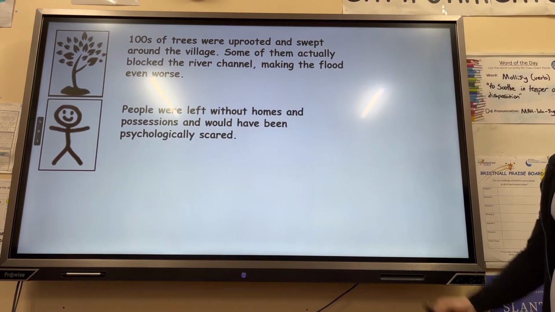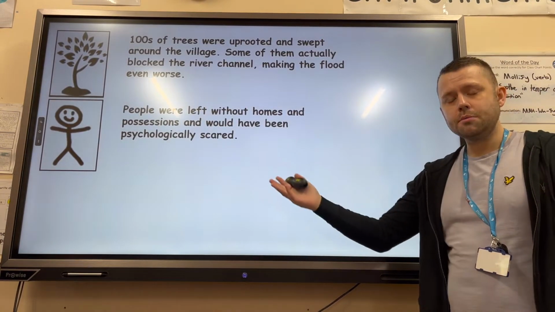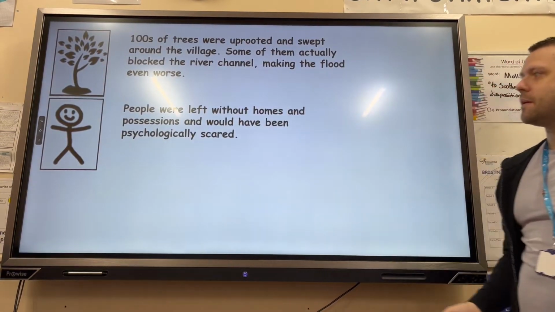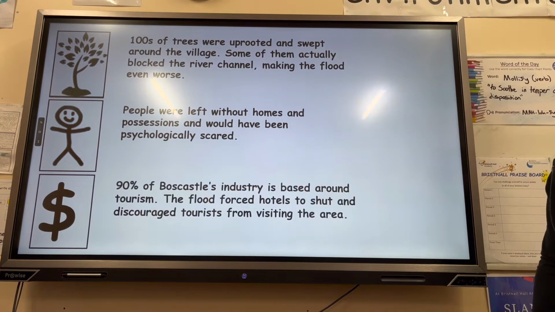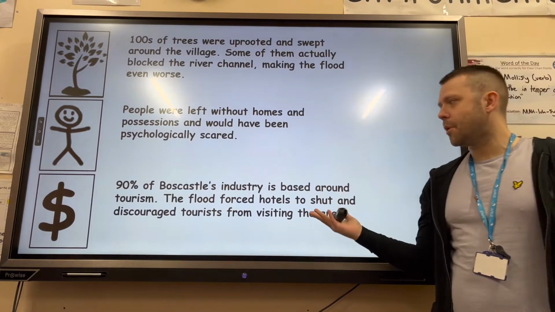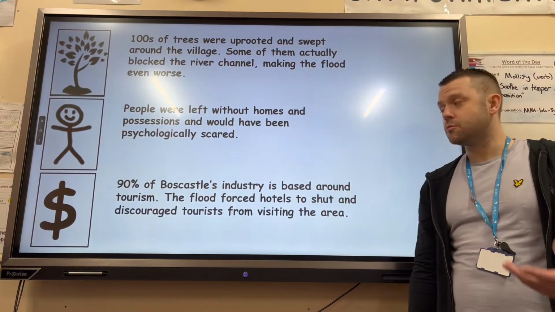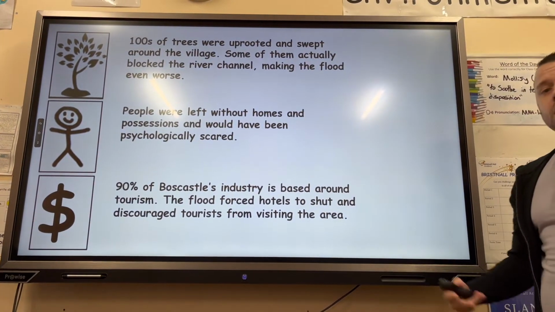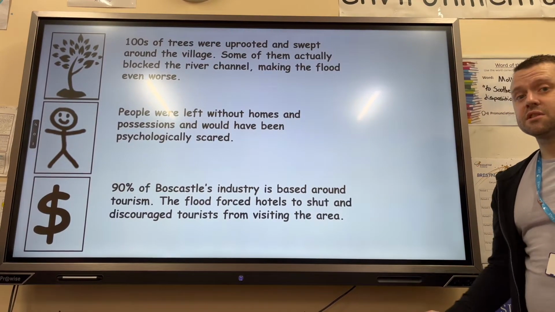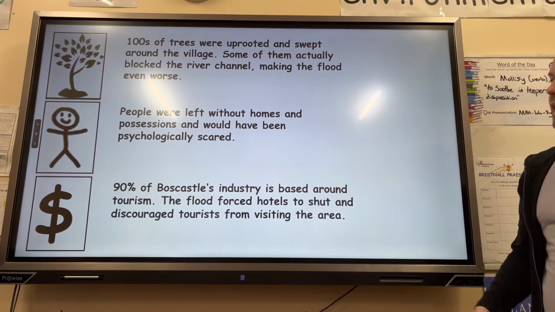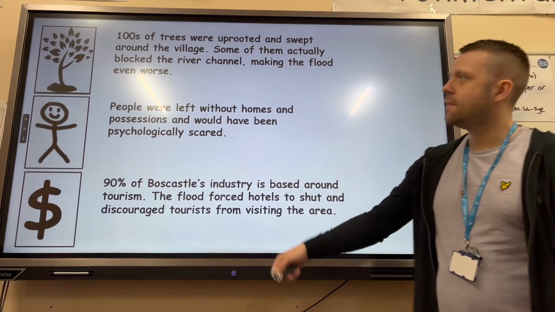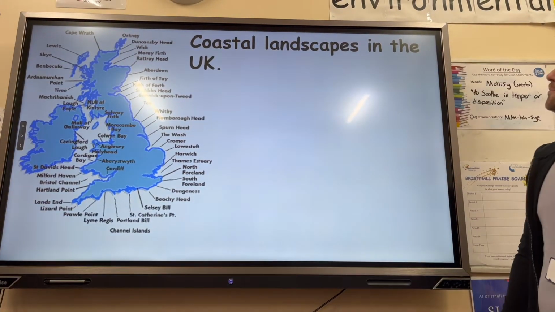Social impacts: many people were left without homes and possessions, and this would have left them psychologically scarred. And the economic impacts, well, most of Boscastle's income, 90%, comes from tourism. The flood forced a lot of these tourist facilities, think shops and hotels, to close, and also discouraged people from visiting the area because people may well have been worried that they would be involved in the next flood.